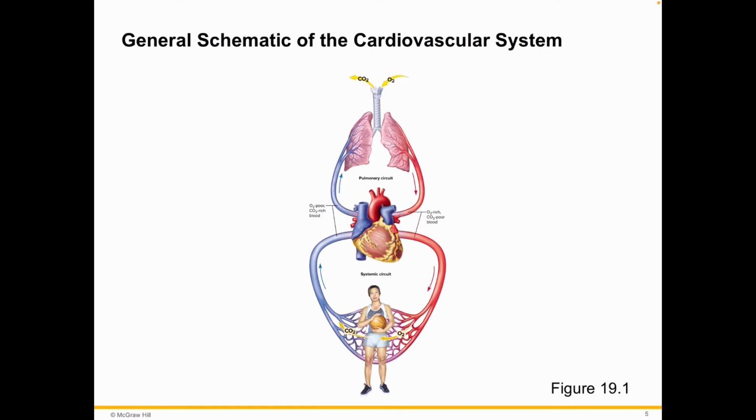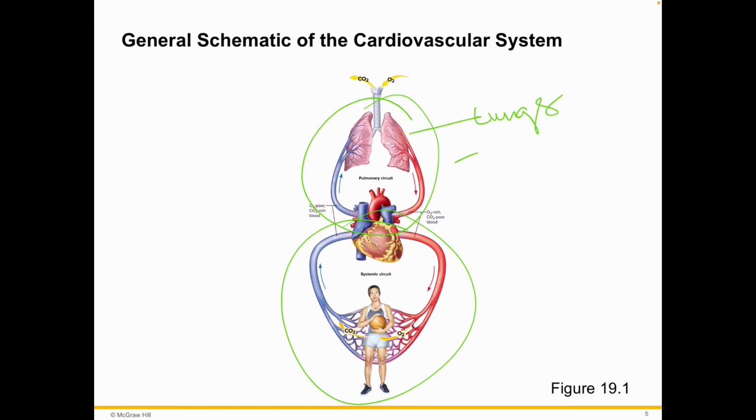Okay, so here's what it looks like, an anatomically correct version. Remember we talked about circuits? Those circles? Here they are. So this one is the pulmonary, so lungs. Okay, gas exchanges. And this is the systemic, right? Here's the body, the rest of the body. Okay?